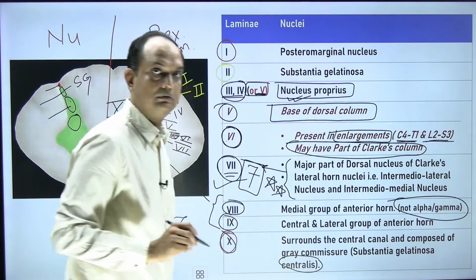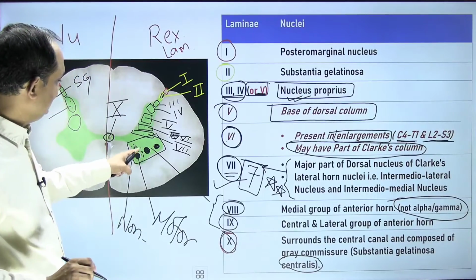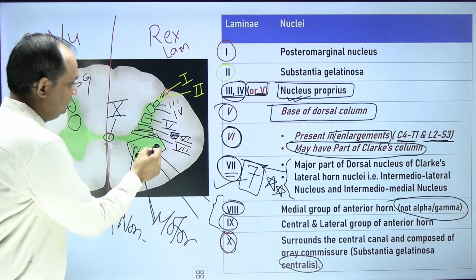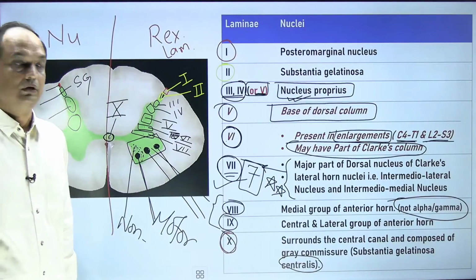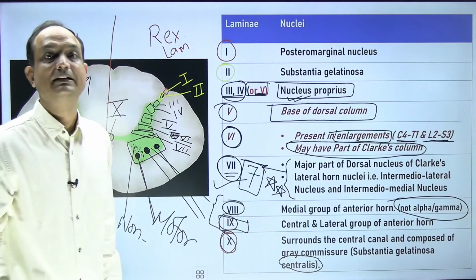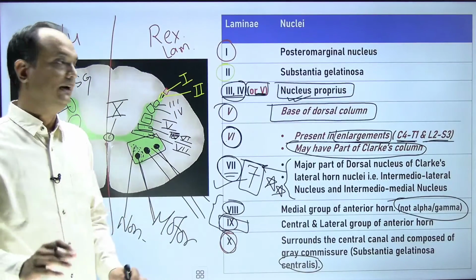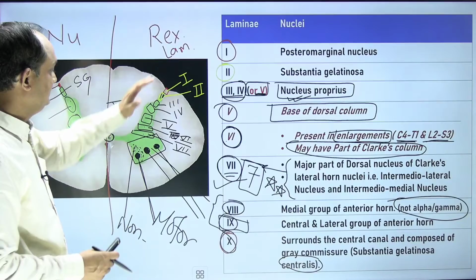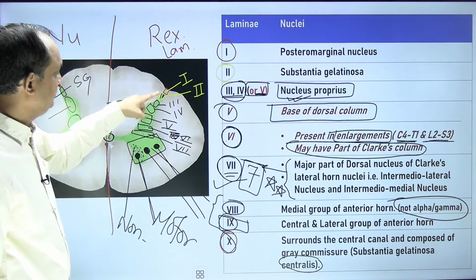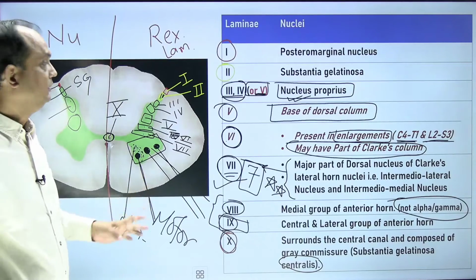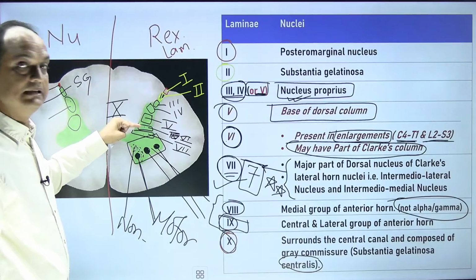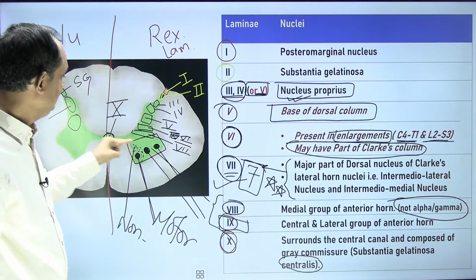Now these three areas, that is the medial motor neurons, central motor neurons and lateral motor neurons, all three are included in Rexed lamina 9. So my dear friends, you have to understand this laminar architecture: when you go from the posterior horn to the ventral horn, you go 1, 2, 3, 4, 5, 6, 7, 8, 9 and 10.